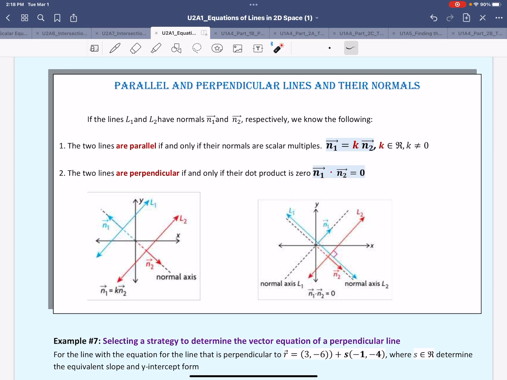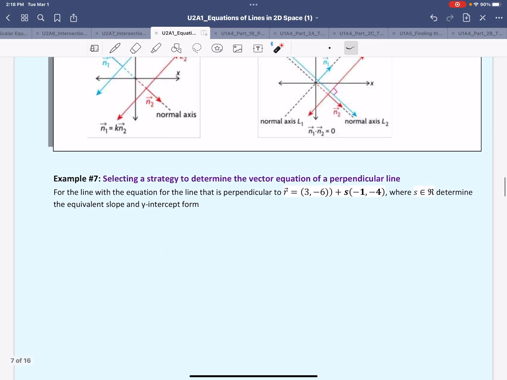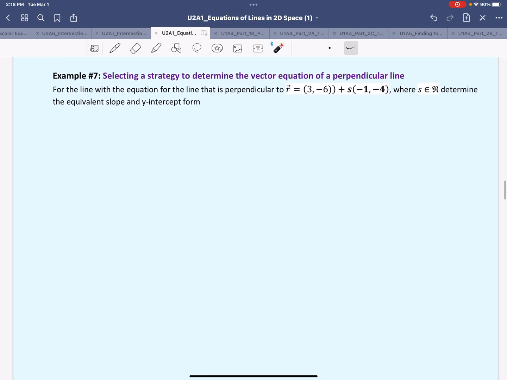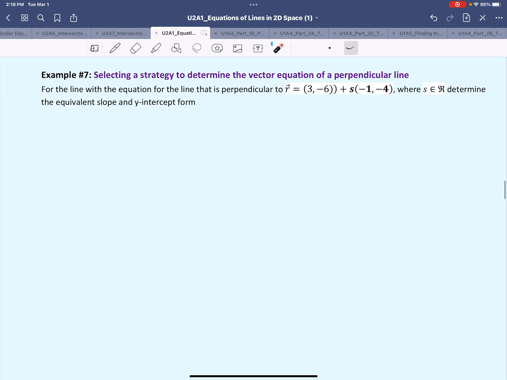So in the next example, what we're going to do is find the equation of a line that is perpendicular to this vector, and we have to determine the equation in slope and y-intercept form. So we will approach solving this problem in two different ways. Step number 1, write the equation.